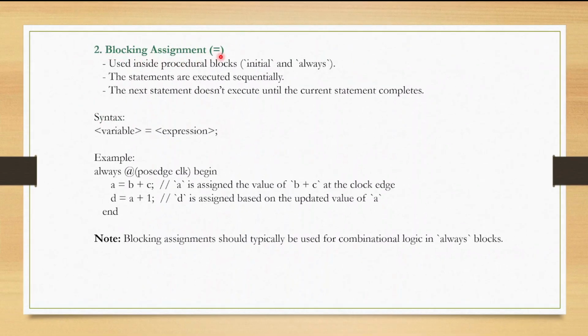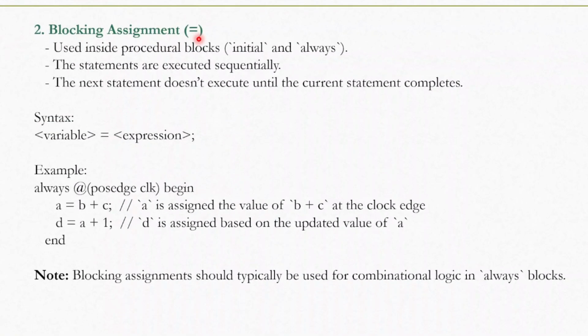Next one is blocking assignment. Blocking assignment is used inside a procedural block, such as an initial or always block. These statements are executed sequentially. The next statement doesn't execute until the current statement completes. It means if the current statement doesn't execute, the next statement will not be executed. So for the execution of the next statement, the current statement must have been executed.